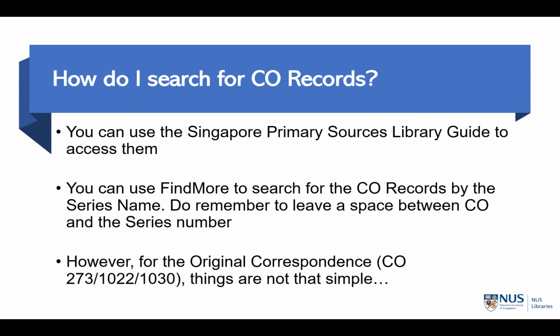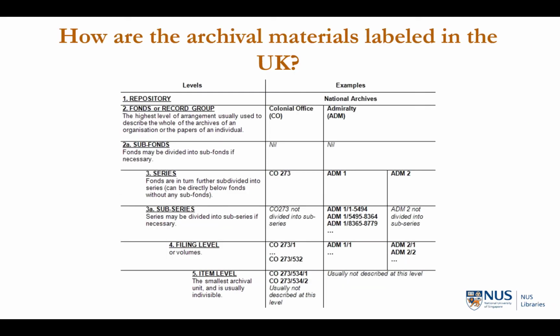However, for the original correspondence, CO 273, CO 1022, and CO 1030, getting the files you need is not that simple or easy. Before I explain why it is so difficult to search for the original correspondence, let's talk about how archival materials are labelled and organised in the UK National Archives, because it will make searching more efficient once you know how the files are organised.